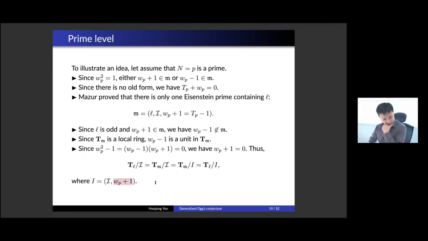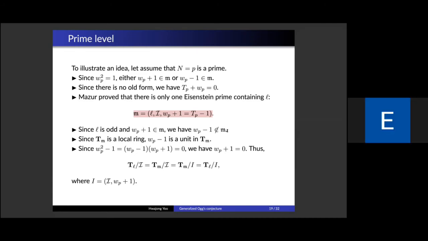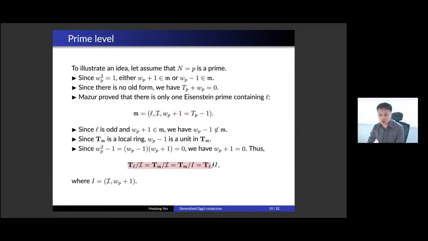This is very important. However, in Mazur's original paper, he somehow introduced the Eisenstein ideal always containing this element. But I think this is unnecessary. But anyway, you must prove this is the unique maximal ideal in that case. So why is this step important?